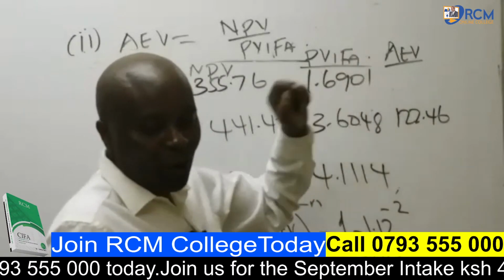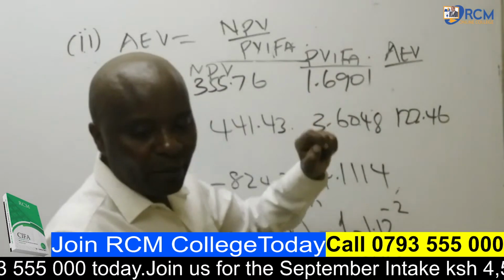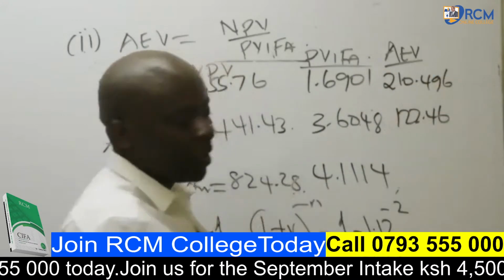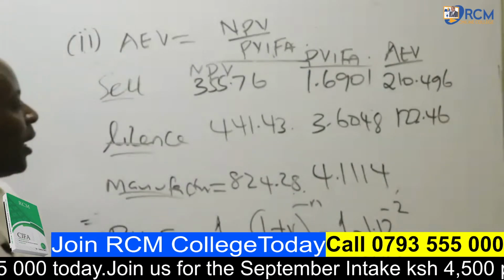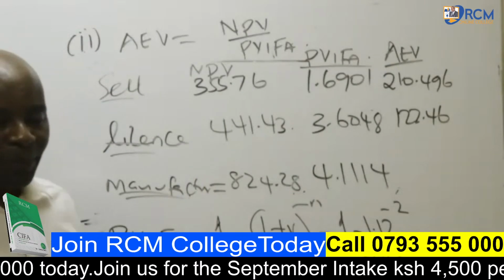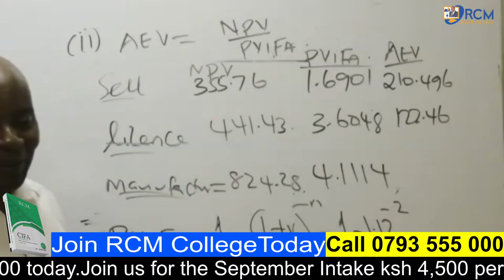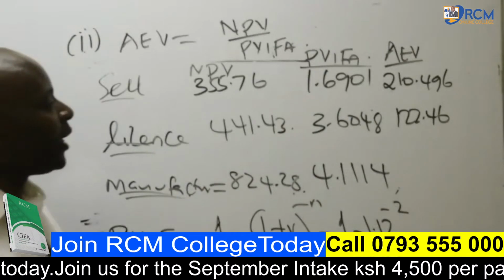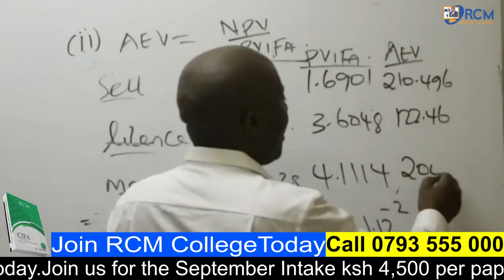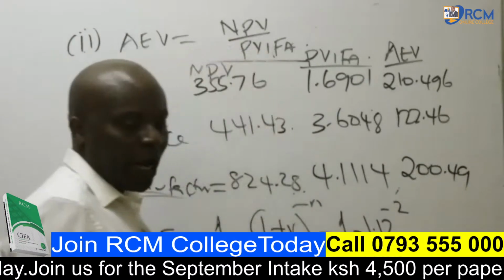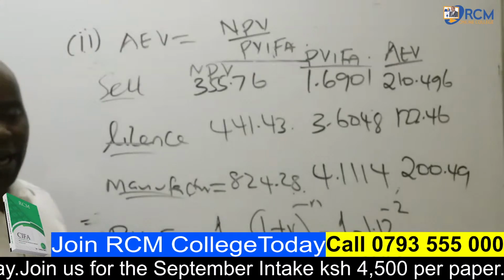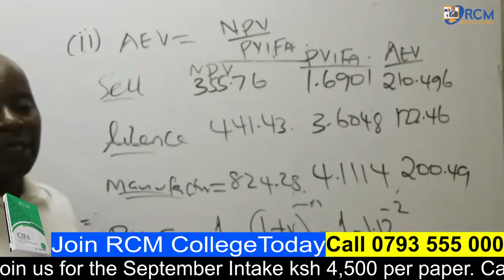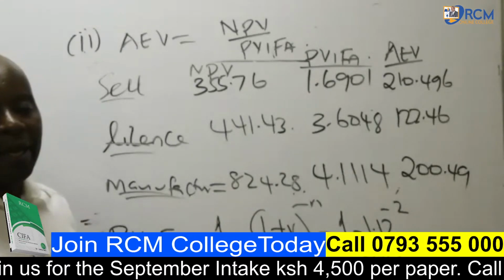Option 1 nafaa kuwa ngapi? Option 1 ni 210.496. How about manufacturing option? Manufacturing option, is there somebody who is able to see 210? 200.49. Thank you very much. 200.49 or 48.